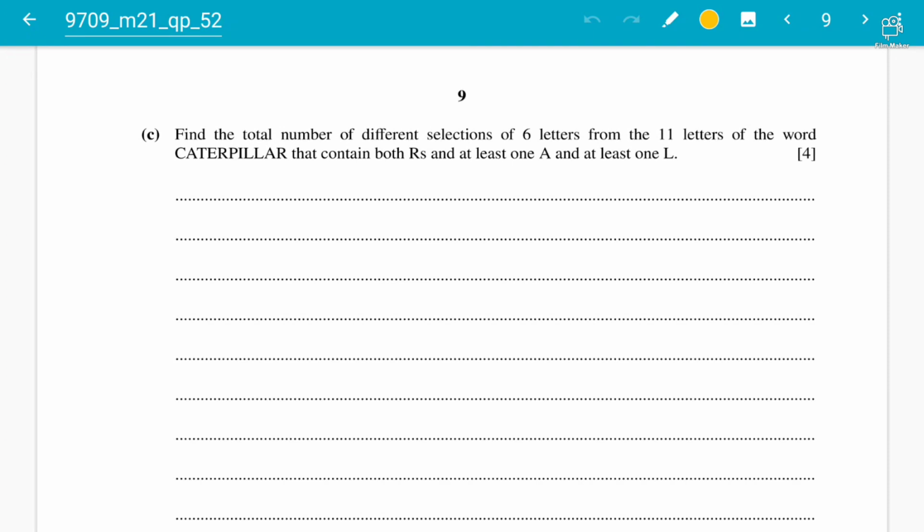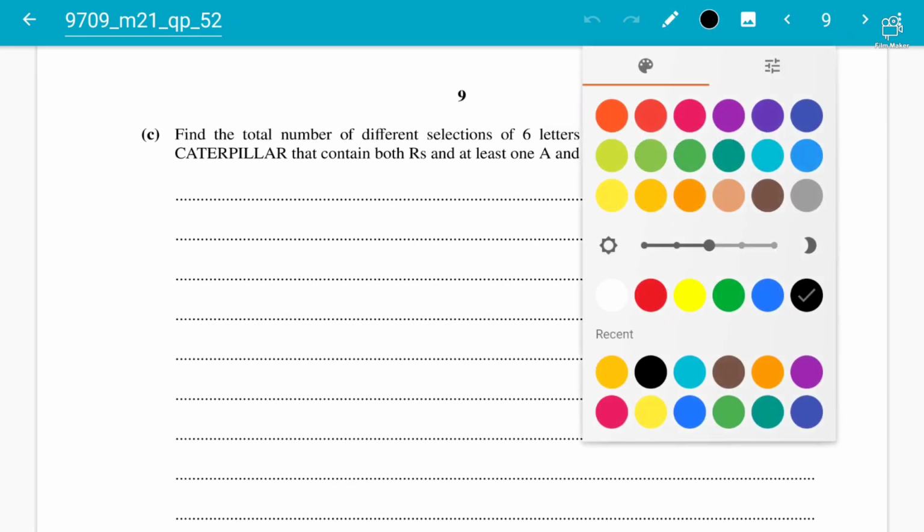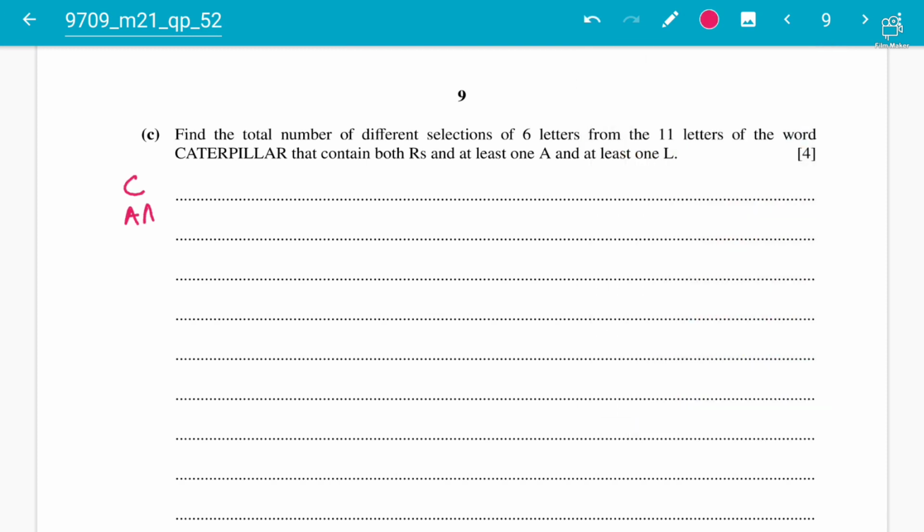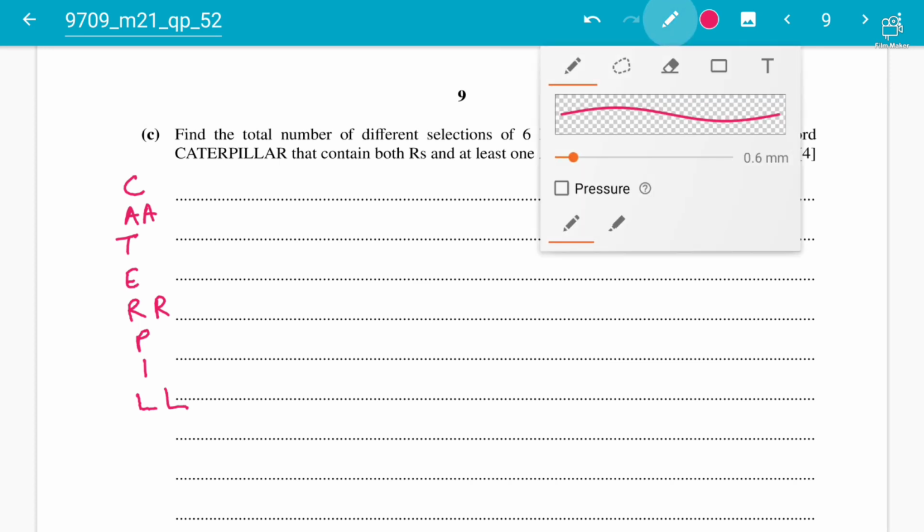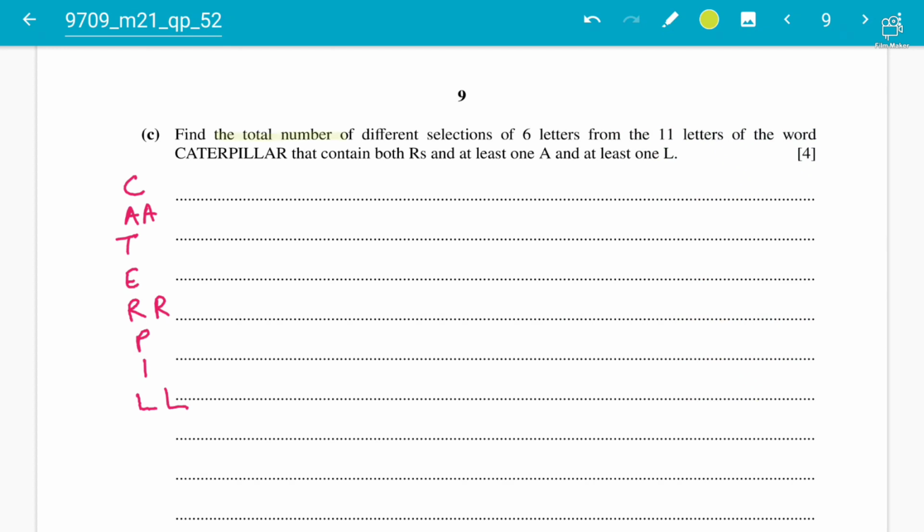So the last part of the caterpillar question, again I will always say that you write down here CAAT, ERR cater, PILL, and that's how you go. So 1, 2, 3, 4, 5, 6, 7, 8, 9, 10, 11. Now what's the requirement? Now you have a combination question. Find the total number of different selections of the 6 letters from the 11 letters. So you have to choose 6 letters only from the 11 letters. The good thing is that you only have to do combination here, you don't have to find probability, which becomes quite complicated. So we have to choose 6 letters from the 11 letters of the word, students, for 4 marks.